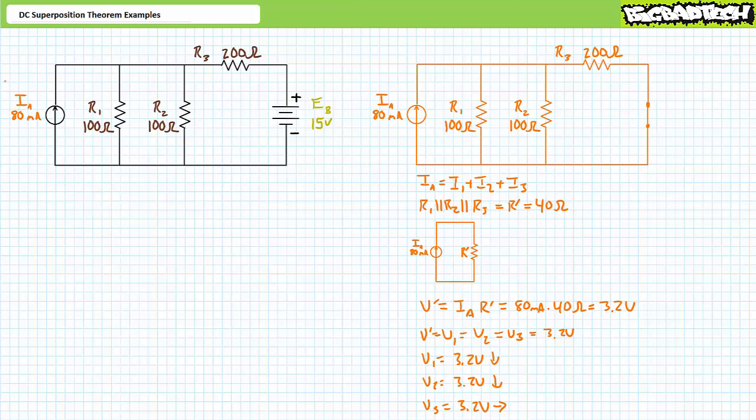It can be said V1 equals 3.2 volts, positive to negative, top to bottom. V2 equals 3.2 volts, positive to negative, top to bottom. And V3 also equals 3.2 volts, only positive to negative, left to right. Let's put these values to the side and move on to stage 2.